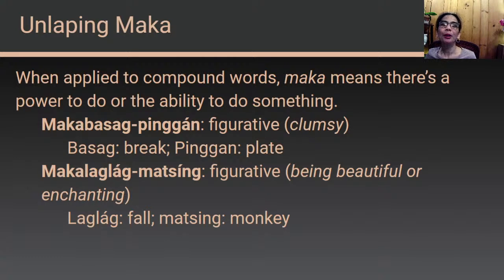Yeah, people worry about what other people say, what society says. That was part of our culture. So, being clumsy: makabasag pinggan, basag for break, pinggan for plate. Figurative. I hope you appreciate this example.